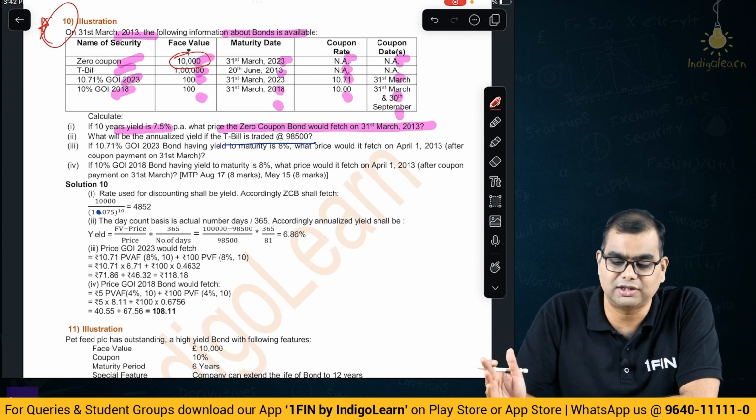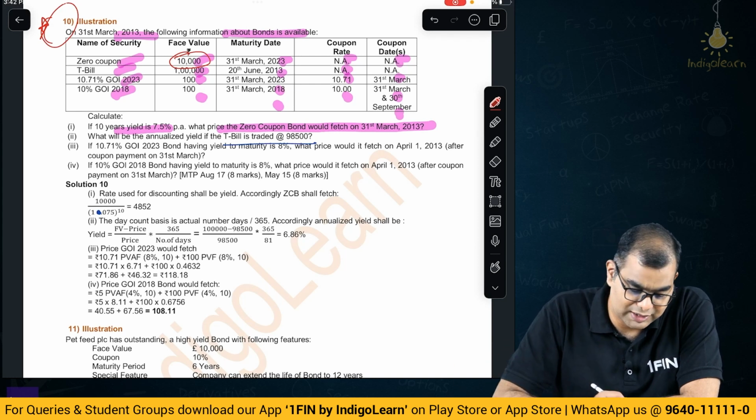4851.9. Simple. That's all. There is nothing else in this question. Next question: what will be the annualized yield if the T-bill is traded at 98,500?